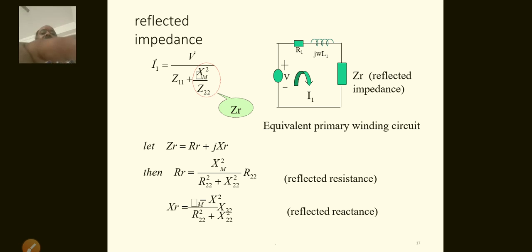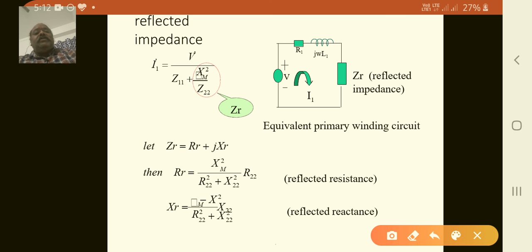Now I1 dot is equal to V dot by Z11 plus Xm square by Z22. This is the equivalent primary winding circuit. This is what is shown here. This is called the primary winding circuit, and the ZR value is here only.